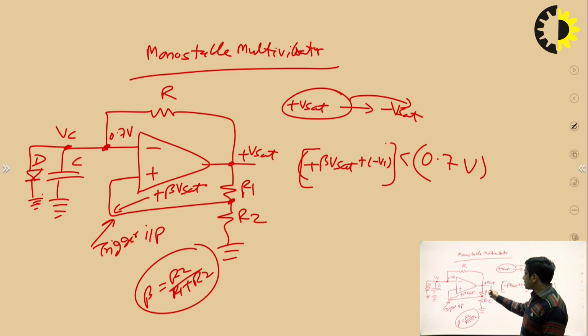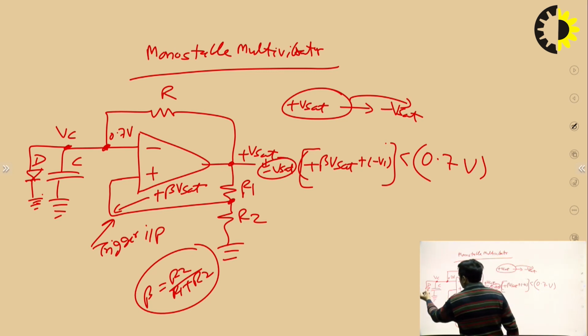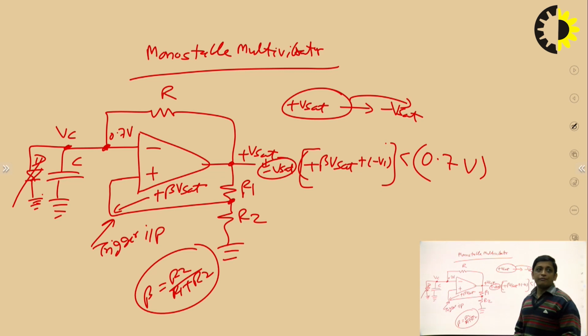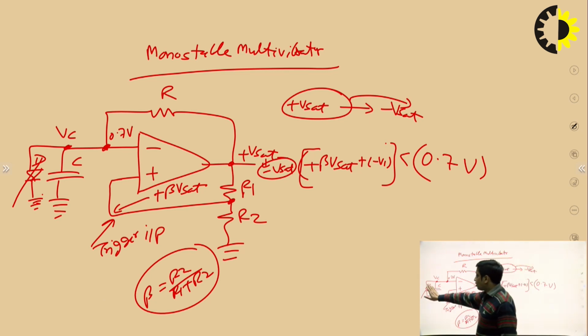And when the output is at minus Vsat, this diode D will be off. You can see that diode D will be reverse biased. So it means that D is off, D is an open switch. Now capacitor C will start discharging.